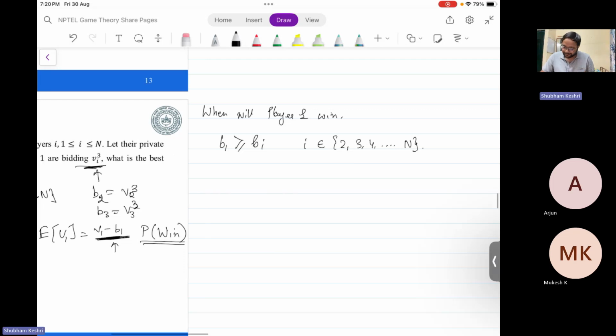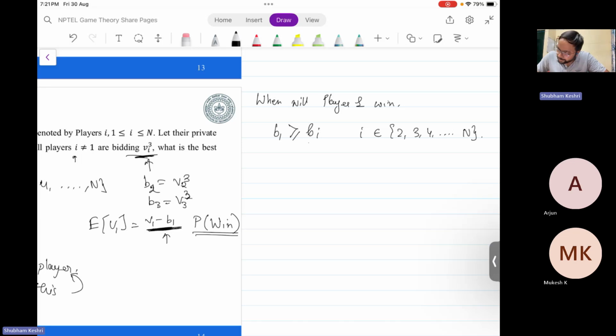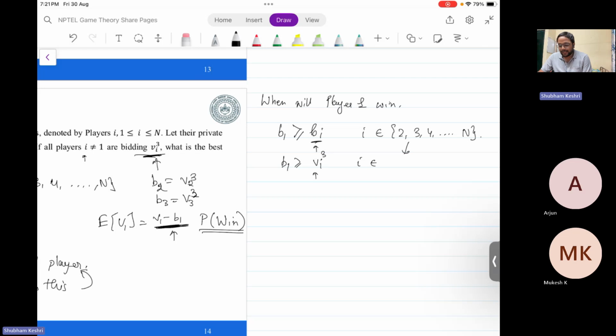Is this all right? Yes. Now we don't know the distribution of B1, but B1 is a function of V1, so we can just substitute V1 is greater than Vi cube, where i belongs to this. Is this all right? Yes. Now we know this because we have been given that they are bidding Vi cube.